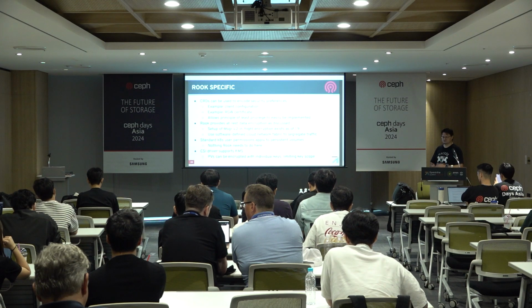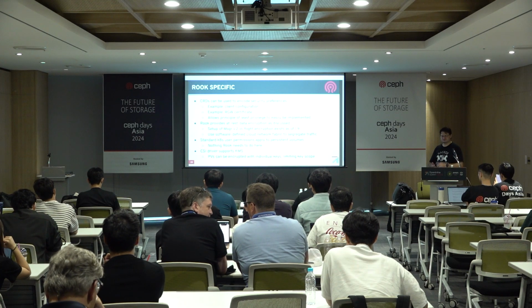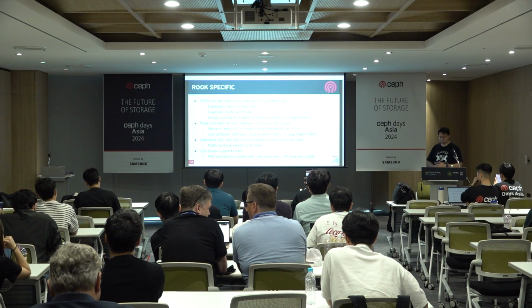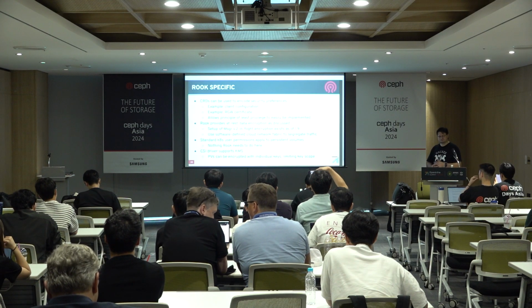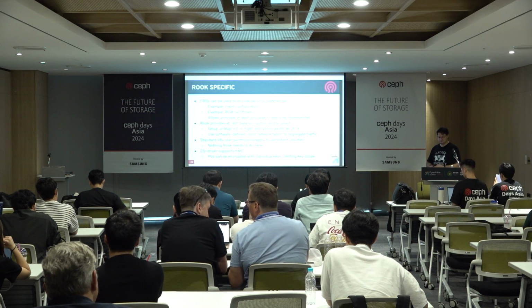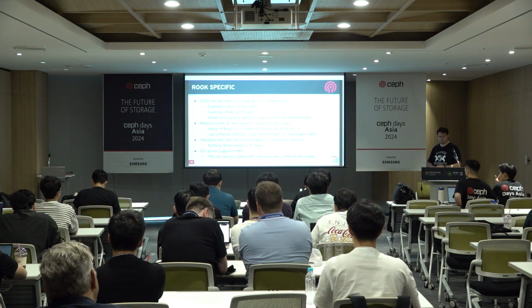Rook can use CRDs, custom resource definitions, to encode many of these settings, like configuring trust certificates for RGW's web server. Rook supports at-rest data encryption, as we discussed earlier, with in-flight Ceph protocol encryption supported starting with Rook 1.9.